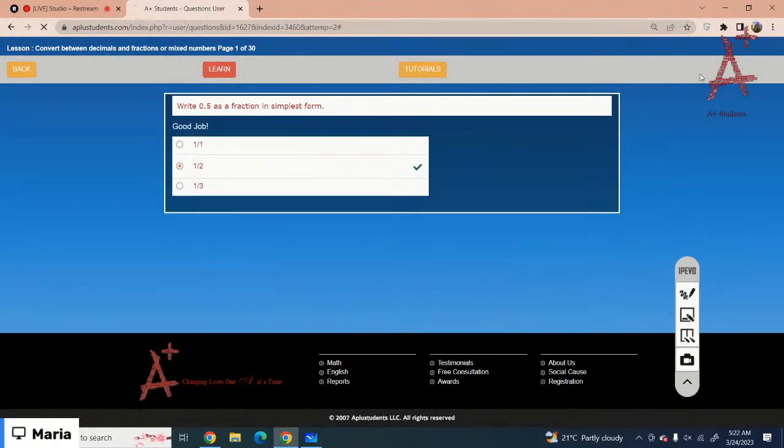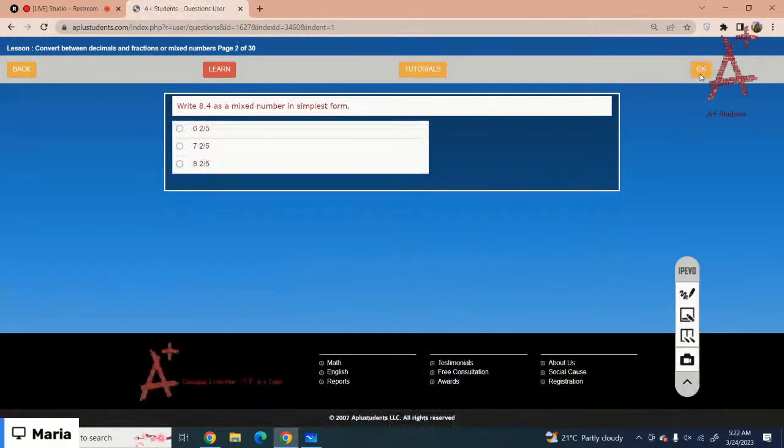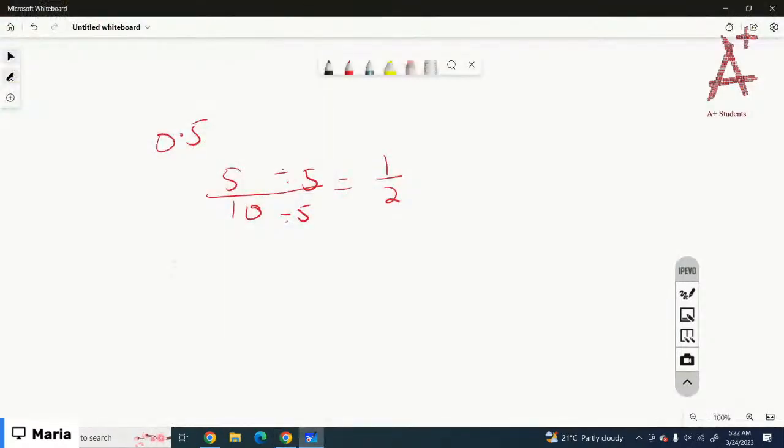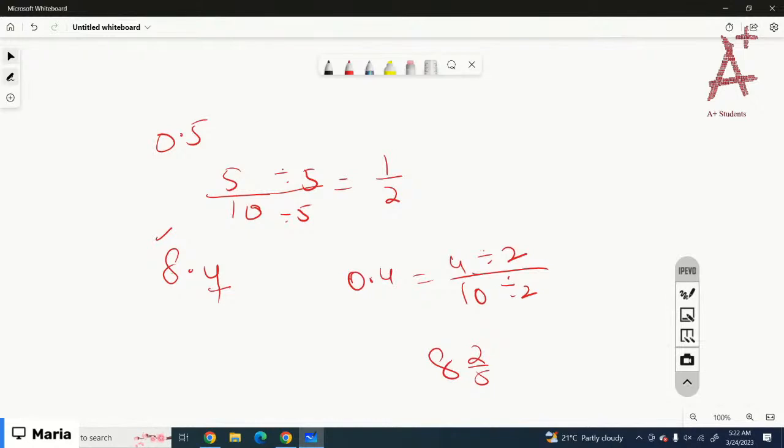Okay, the next one is write 8.4 as a mixed number in simplest form. 8.4. Got it? So 8 is the whole number. Got it? Just remove the whole number. And we know that we can write 0.4 as 4 over 10. Got it? Just convert it in the simplest form. You can divide them by 2. So it would be 2 over 5. So the whole number is 8. So it would be 8 whole 2 over 5. Got it?